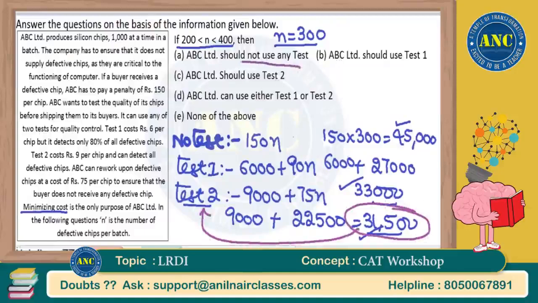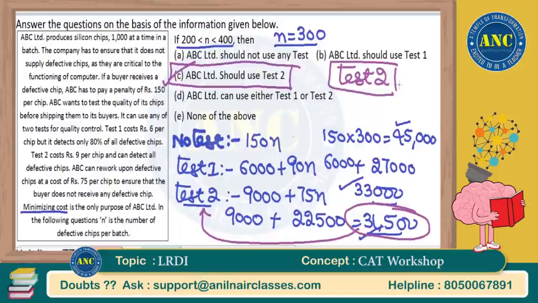test 2. So what is the answer for this question? ABC Limited should use test 2. I hope it is clear, right, sir? Case study based DI. First one was cumulative bar graph and the next one was case study based DI.